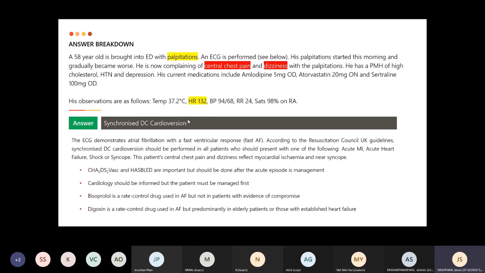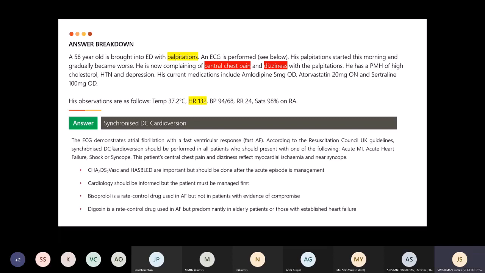So the central chest pain and dizziness reflect myocardial ischemia and near syncope. All the other things that you chose on that list, apart from refer to cardiology, were fairly reasonable things to do in AF. In fact, they're all things that you would do in AF. But CHA2DS2-VASc and HAS-BLED, you do after you've managed them acutely.